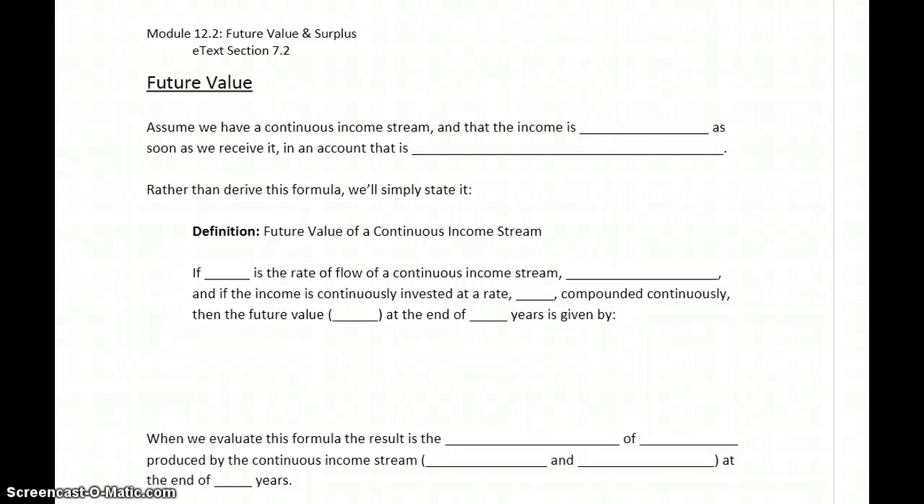Now we can evaluate the total income from a continuous income stream over some period of time. But now let's add another component to that. Assuming that in addition to our continuous income stream, so we have money that's coming in, as soon as we earn that money, as soon as that comes in, we take that money and it's immediately invested in an account that's compounded continuously.